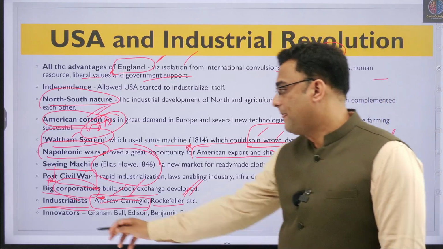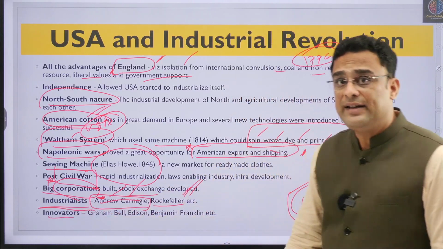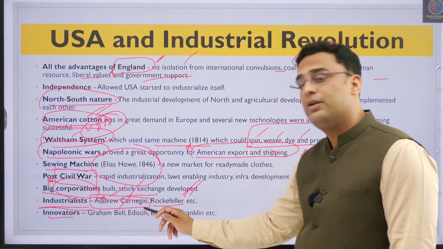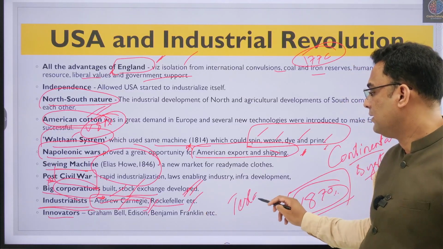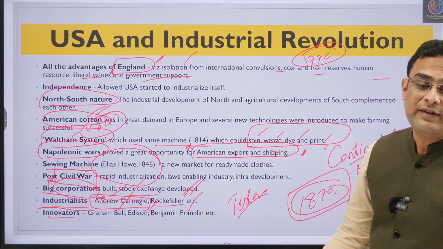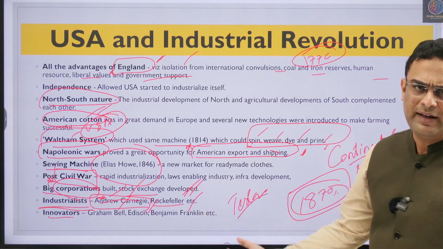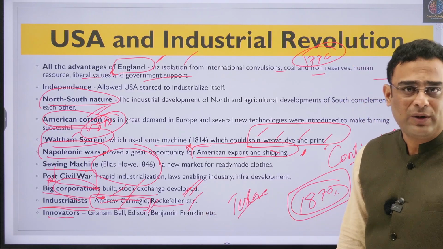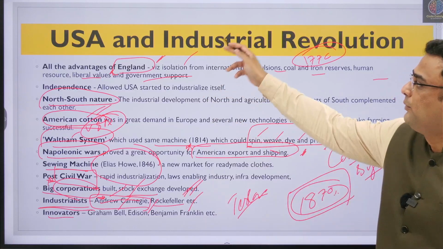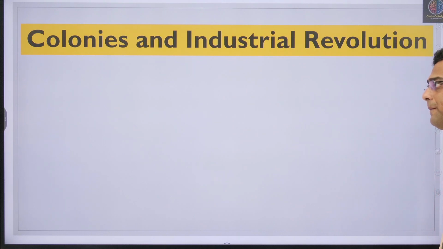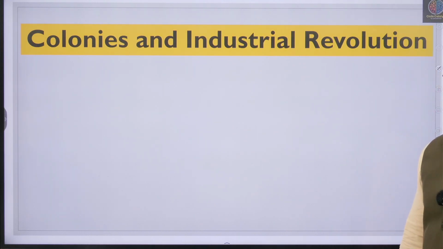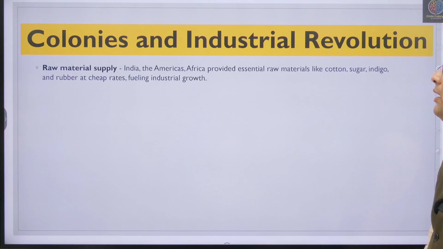Innovators. USA saw the birth of many great innovators: Graham Bell, Thomas Edison, Benjamin Franklin, Nikola Tesla. Okay, so all such great people were born or they lived in USA around this time, and that also helped in USA's industrial revolution. Now, colonies and their industrialization.